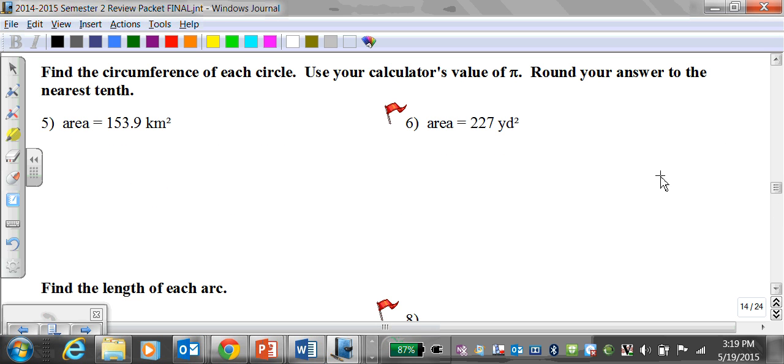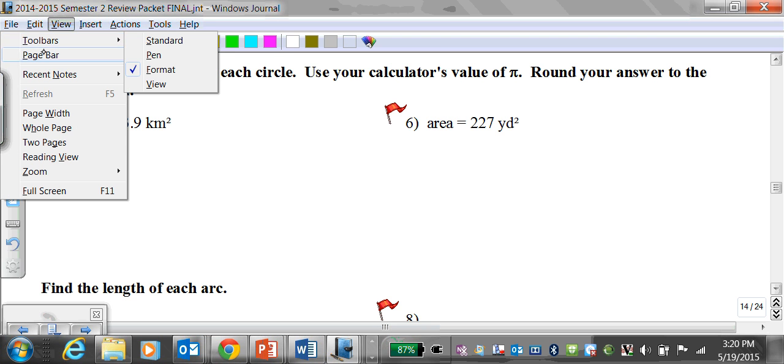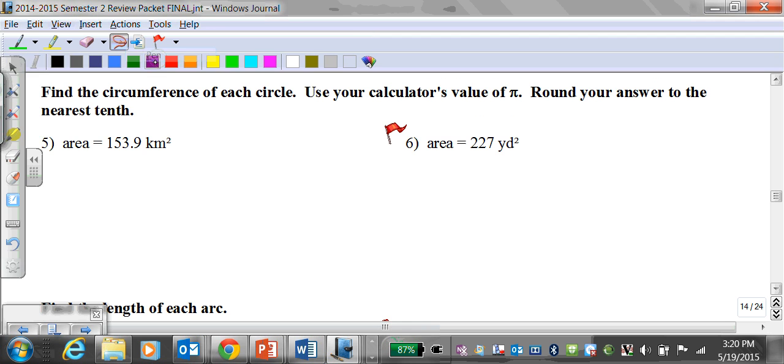It says, find the circumference of each circle. Use your calculator's value of pi. Round your answer to the nearest tenth. So we ask ourselves, what do we have and what do we need? We have the area. So we have been given the area.